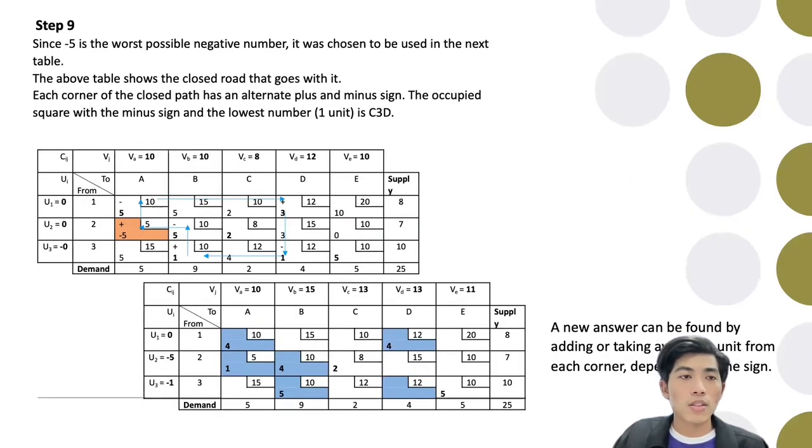Next, since -5 is the worst possible negative number, it was chosen to be used in the next table. The above table shows the closed path that goes with it. Each corner of the closed path has an alternate plus and minus sign. The occupied square with the minus sign and the lowest number, 1 unit, is C3D. A new answer can be found by adding or taking away 1 unit from each corner depending on the sign.